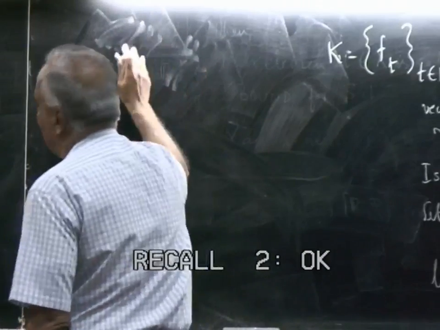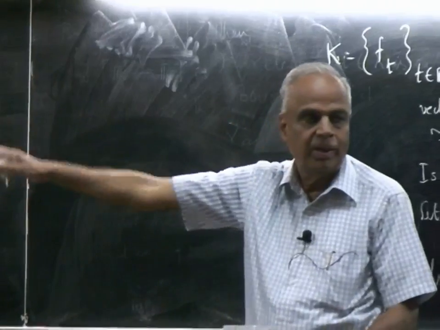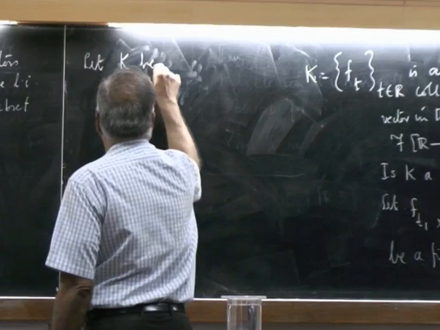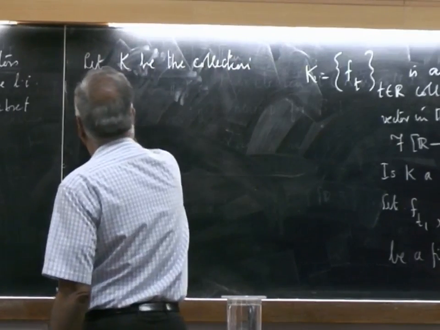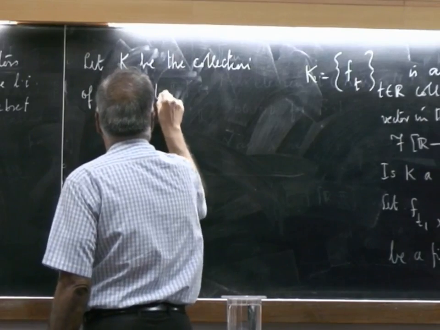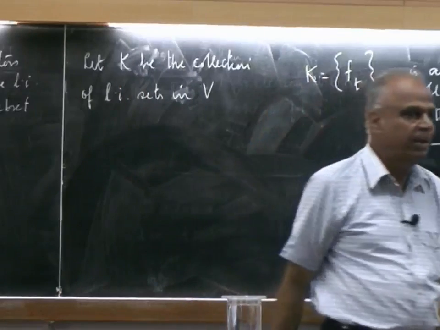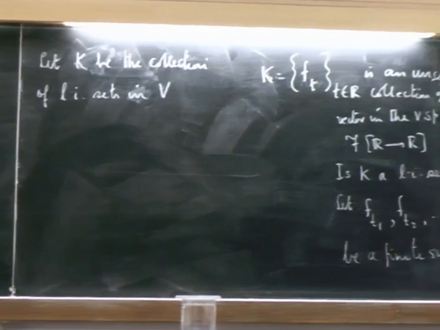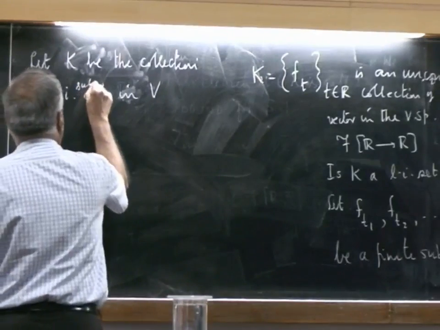Now, take the vector space V, same notation, over a field F, any vector space. So now let L or K be the collection of all linearly independent sets in V. All possible linearly independent sets you take and put them in a collection, and that's called L or K or whatever. Collection of linearly independent subsets in V.